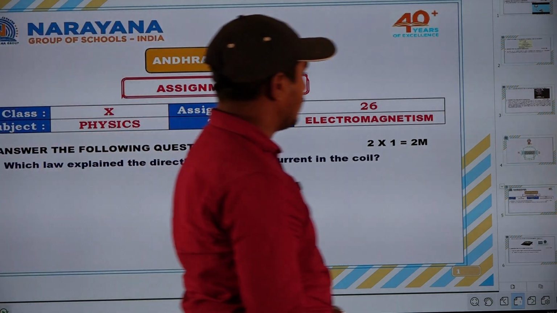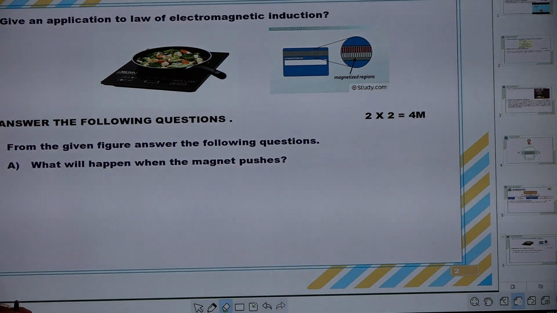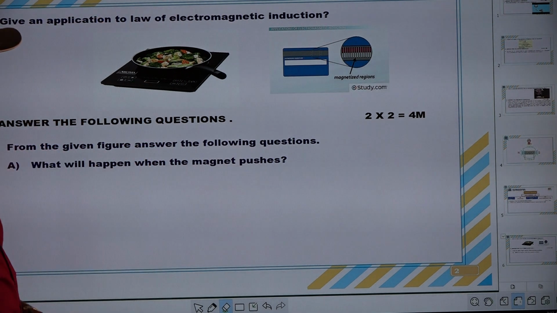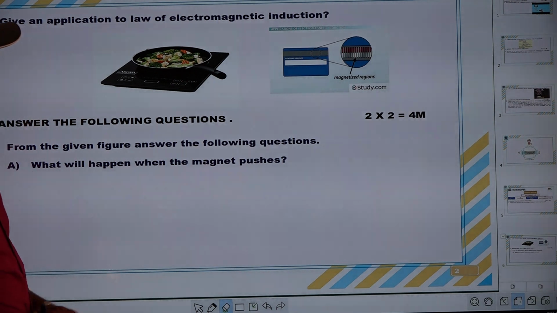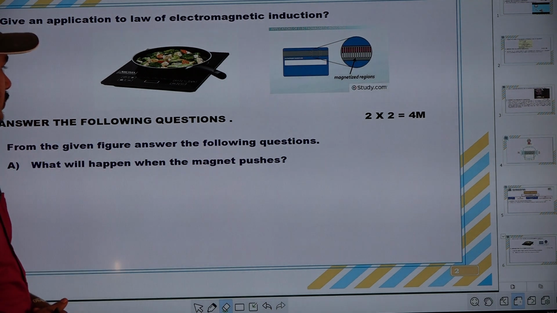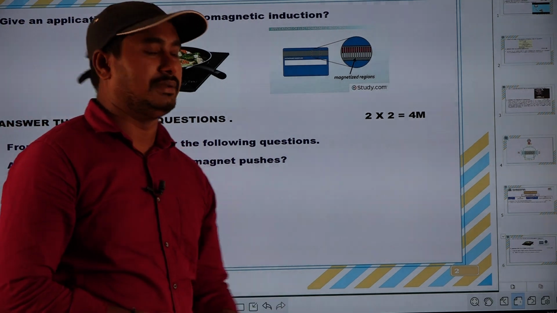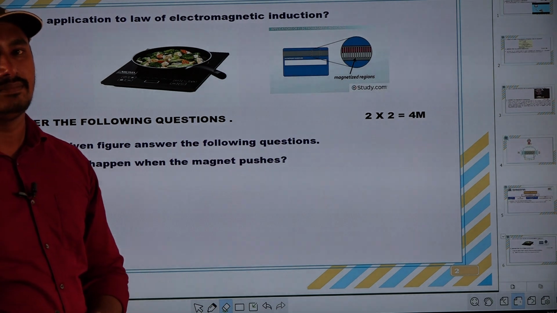Next coming to question number 2. See the question here: give an application of the law of electromagnetic induction. The main example for electromagnetic induction is induction stoves. The induction stove mainly works on the principle of electromagnetic induction. Here also, when the flux is changed inside the induction stove, it produces induced EMF, finally producing heat energy. And the second example for electromagnetic induction is ATM machines.